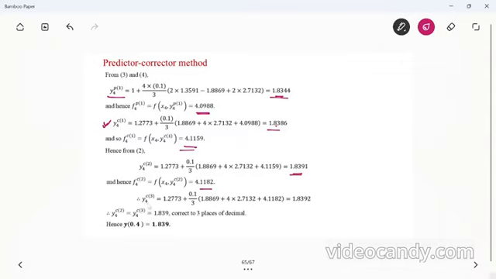Then this is y4c3. Again we use the corrector formula and we get these values. These two values are equal up to 3 decimal places, so we can say that y(0.4), the corrector value, is the solution of the required integral.